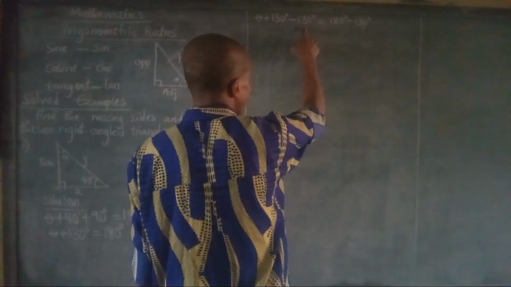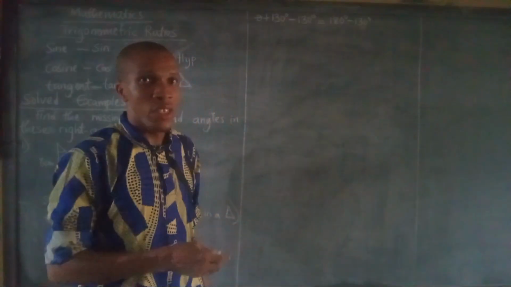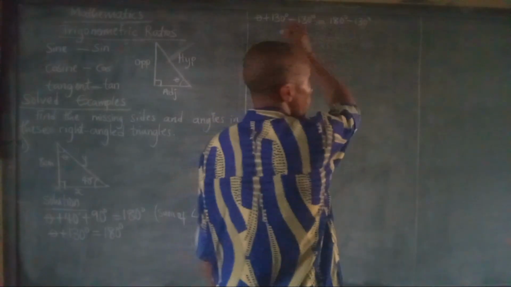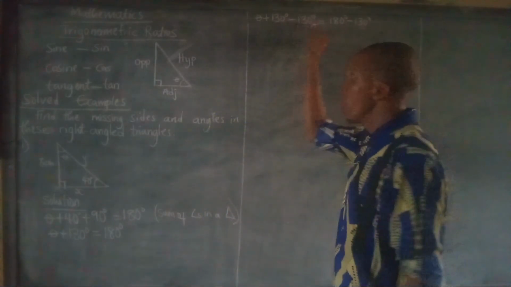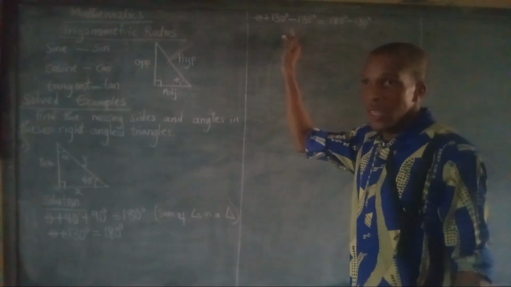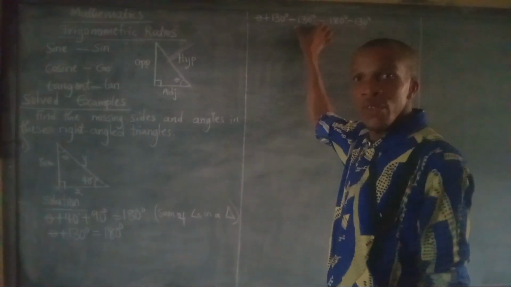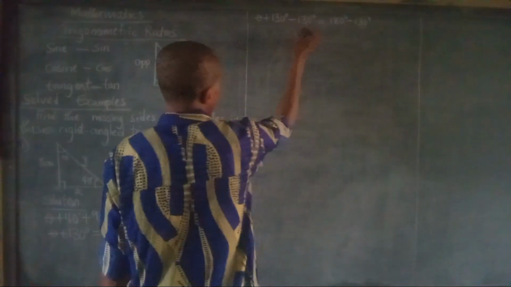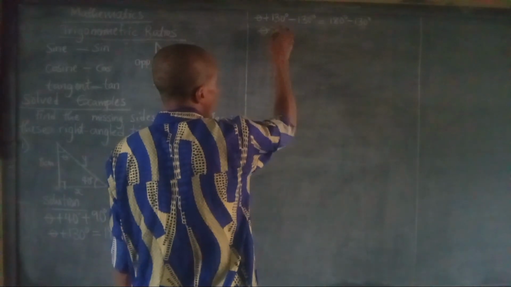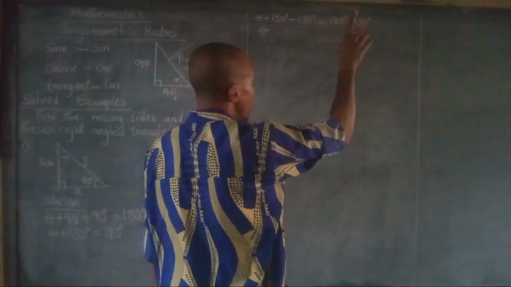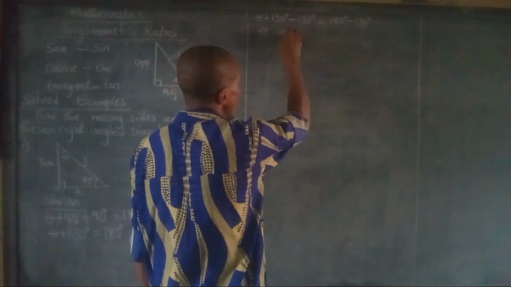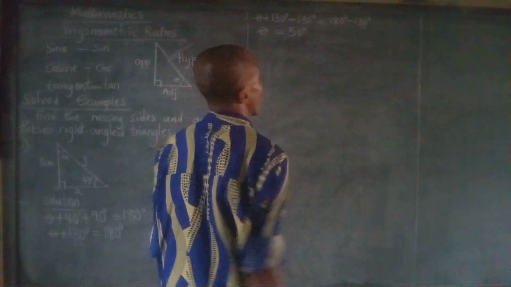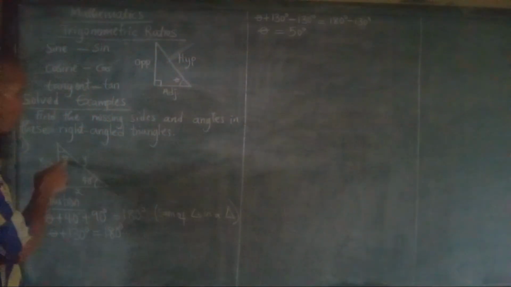Now, why did we subtract this? We want to eliminate this 130 degrees for us to obtain the value of only theta. And to make sure that the equation is balanced, whatever we do to the right hand side of the equation, we also have to do to the left hand side. That is why when we subtracted 130 degrees here, we also subtracted 130 degrees here. So theta plus 130 minus 130 is 0, so we are left with only theta. Theta is equal to 180 minus 130, which is 50 degrees. Okay, so the angle here is 50 degrees.